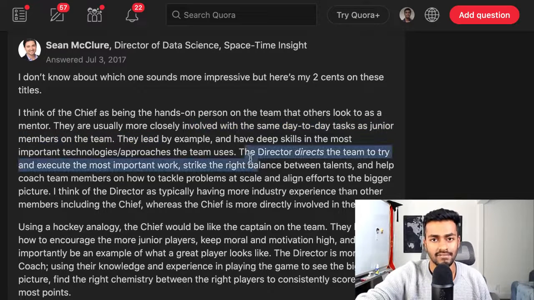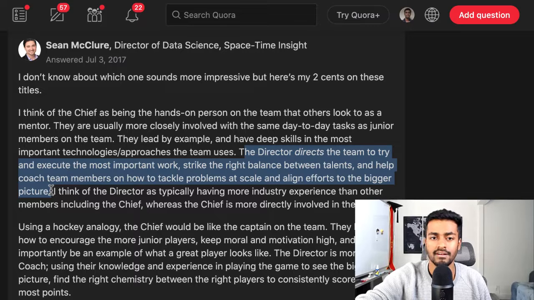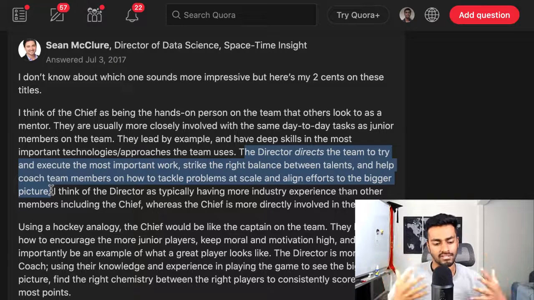But the director of data science tries to direct and execute the most important work and strikes the right balance between talents, and helps coach team members on how to tackle problems at scale and align efforts to the bigger picture. So they're kind of like the conductor that sews all the team together.